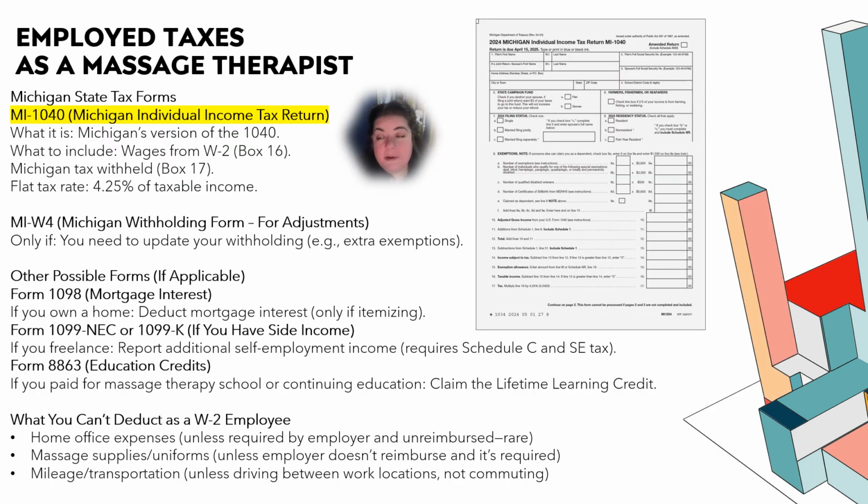All right, so we talked about federal income tax as an employee. Now let's talk about state income tax. So again, you've got the MI 1040, which is the Michigan Individual Income Tax Return. These are your wages listed straight off your W-2. Again, super easy. However, in this particular case, you are going to be filling out the Michigan tax withheld, the state tax withheld, not the federal tax that was withheld.